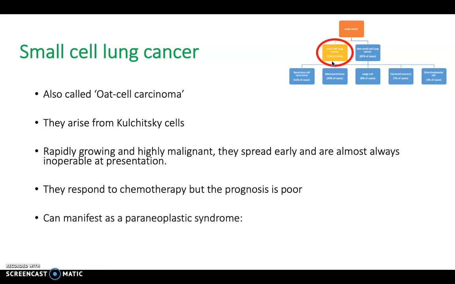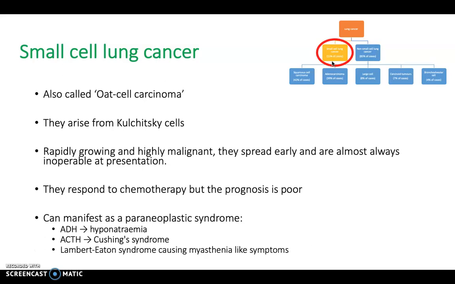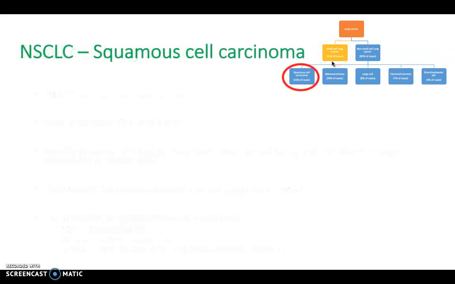Now, small cell lung cancer is what we were talking about as manifesting as a paraneoplastic syndrome. So there are several ways it can do this. It could produce ADH, which would lead to hyponatremia, low sodium. They can produce ACTH, which would lead to Cushing-like symptoms. And it can also produce Lambert-Eaton syndrome, which would cause the myasthenia-type symptoms.